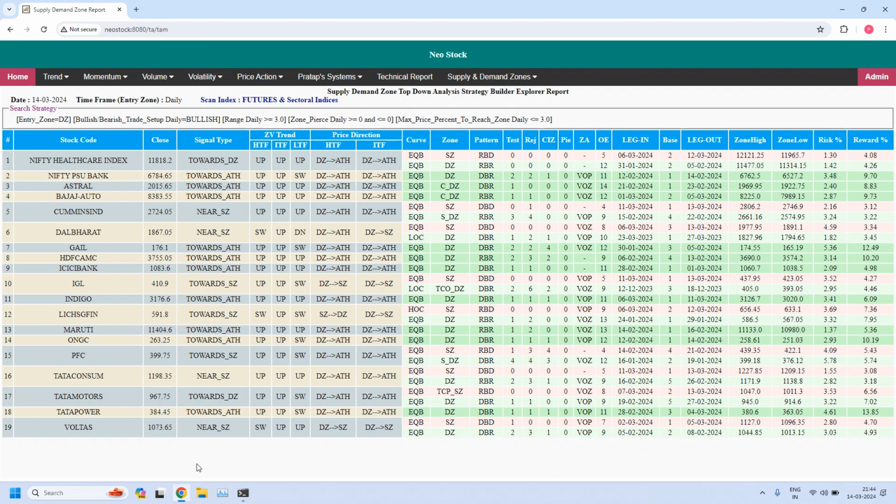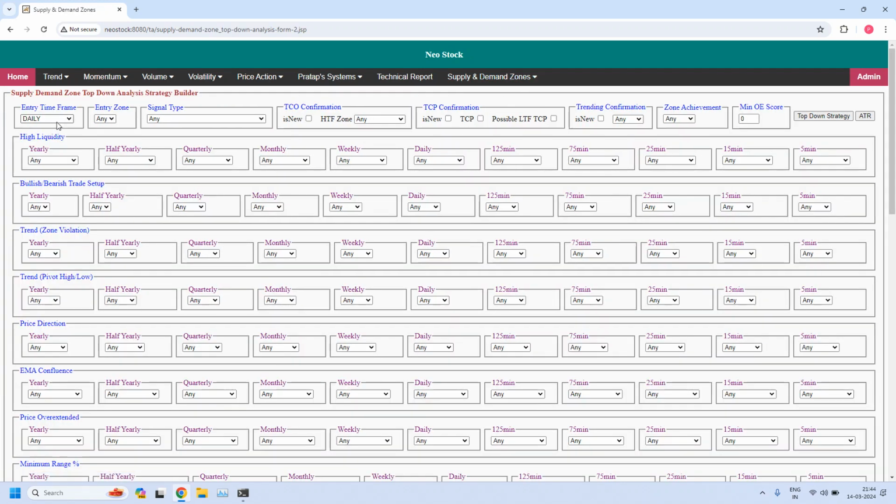So this is about bullish trade setup related stocks. Now let us look into bearish trade setup for a monthly income trade. Entry time frame should be daily. Entry zone should be supply zone. In bullish or bearish trade setup, in daily time frame, I am selecting the value bearish.